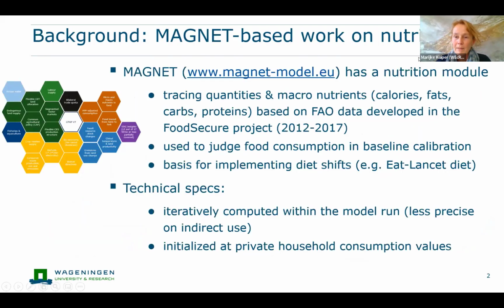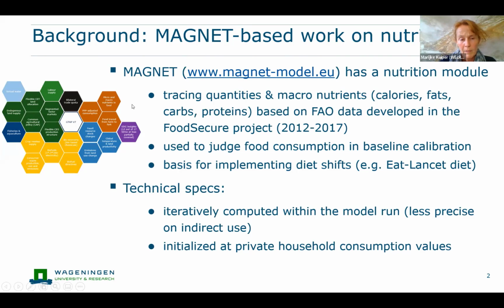Just a little bit of background. What I'm basing most of the comments on here is not on the work by Alessandro, by Maxime, the nutrition database, but actually the work we've been doing within Magnet, our model, on tracing quantities of macronutrients: calories, fats, carbs, and proteins. It actually goes quite a while back. An EU project we did in 2012 to 2017. And we're actually still using it a lot to judge the food consumption and baseline calibrations. Mostly we focus on the calorie developments. We also use it as a basis for implementing diet shifts.